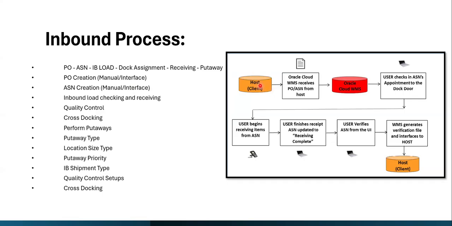Here they have assumed that you have a host system, maybe EBS or Fusion. After creation of documents like purchase order or ASN in the host system, you will send them to the WMS via integration. These documents, purchase order or ASN, will get created in WMS. Once the ASN gets created in WMS, you can start receiving directly, or you have an option to create an appointment.